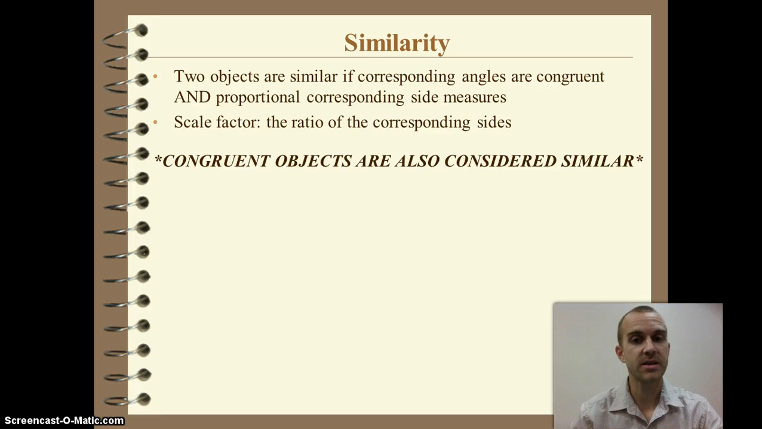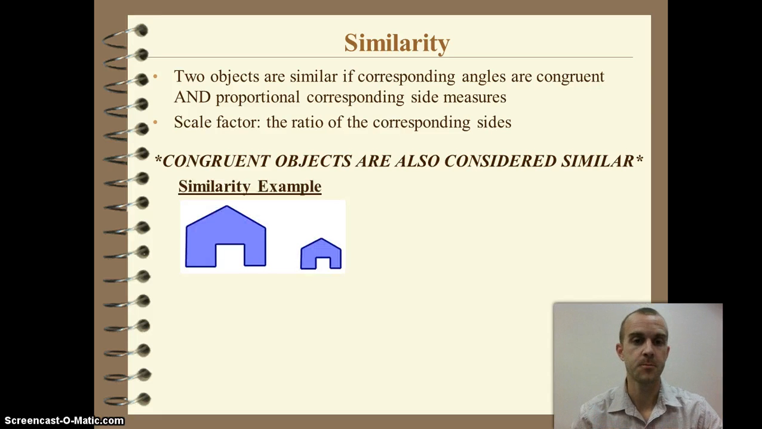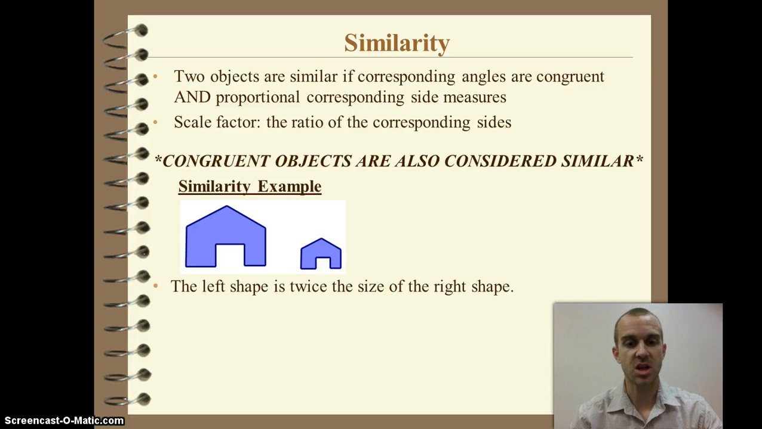One thing to also pay attention to is that while we're talking about similarity, all congruent objects are also similar. It's just that the scale factor they have is 1 to 1. So here's an example of similarity. If I look at this, I could say that the left shape is twice the size of the right shape.